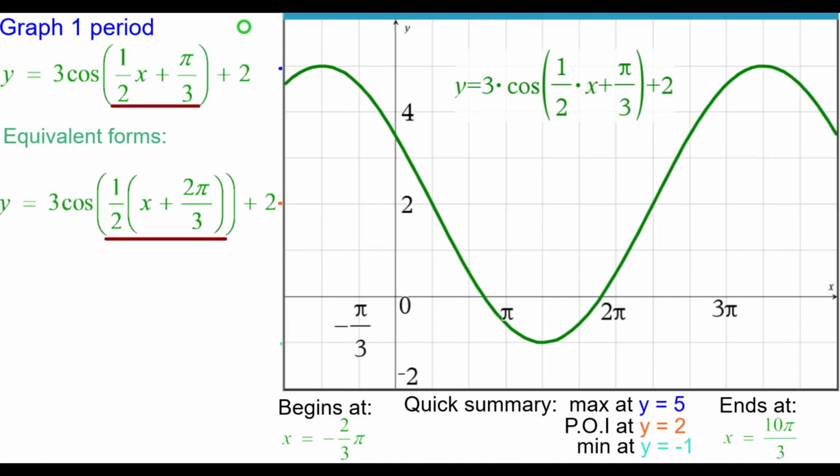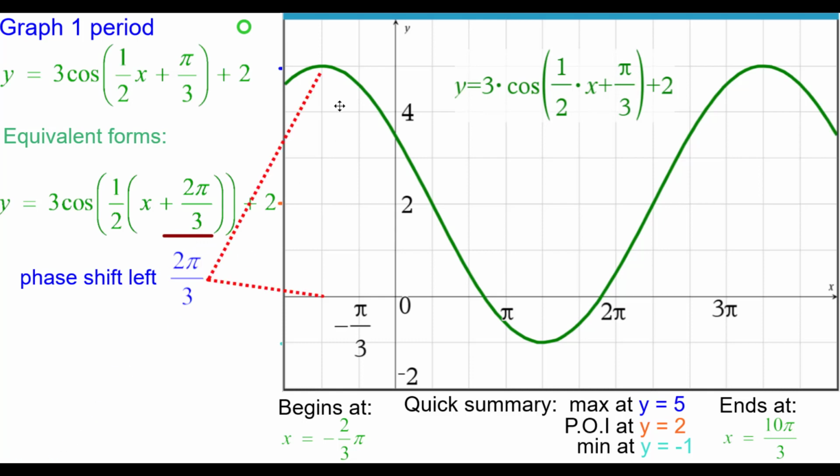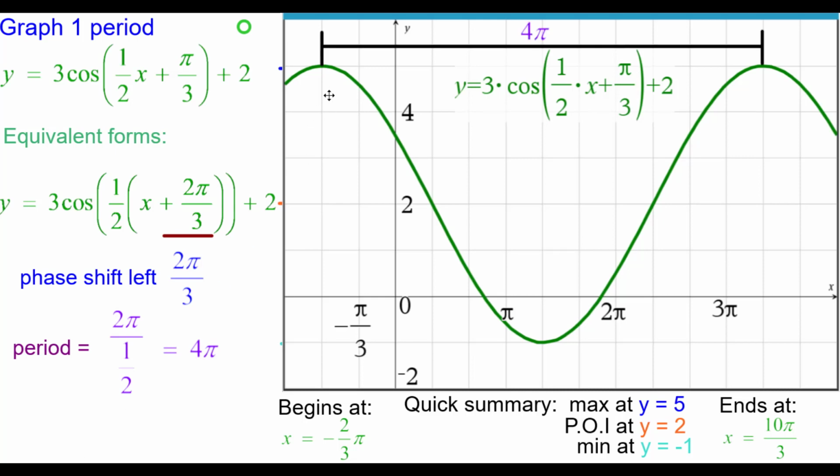Now just to check, let's look at the equivalent form, how we can factor out the half inside the argument. And notice that that means this is a phase shift left 2 pi over 3. And we can see that's exactly what happened. We started at a max, negative 2 pi over 3, max. Also, the period's affected by this coefficient of x inversely. So we'll take 2 pi times the reciprocal of a half, and so that will be 4 pi, and that's the period. And from negative 2/3 pi to positive 10/3 pi is 12/3 pi, which is 4 pi. So all checks.